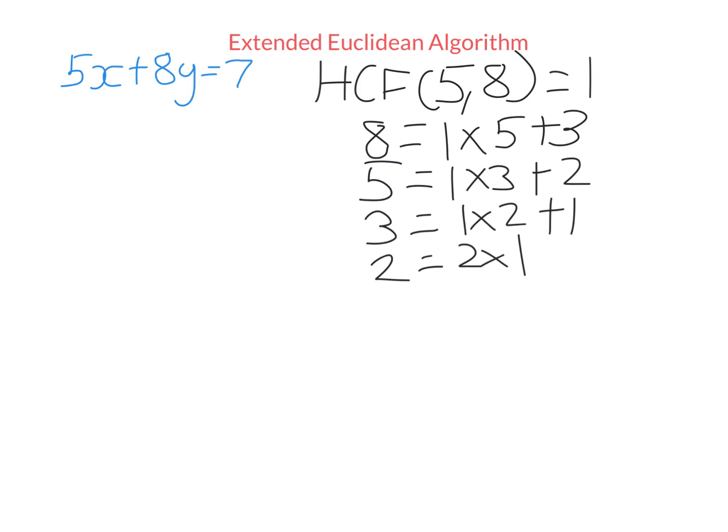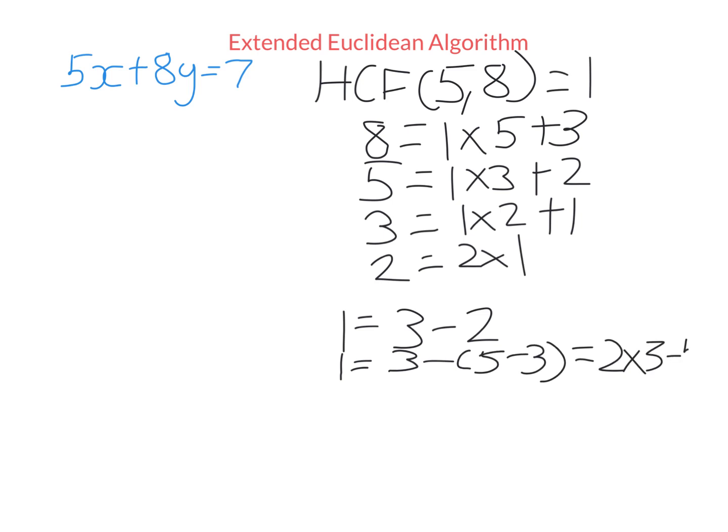So what we're told here is we start with our highest common factor, which is 1. This line tells us to write 1 as 3 minus 2, subtracting 2 from both sides. This next line tells us to write 2 as 5 minus 3. So I'm going to replace this. It's going to be 3 minus (5 minus 3), which ends up being 2 times 3 minus 5.